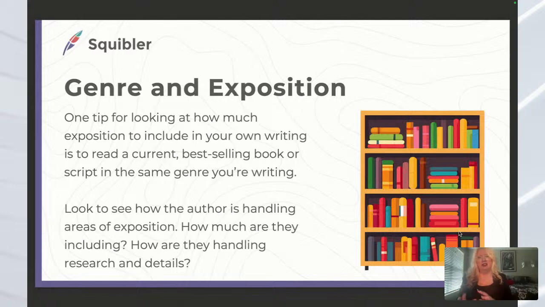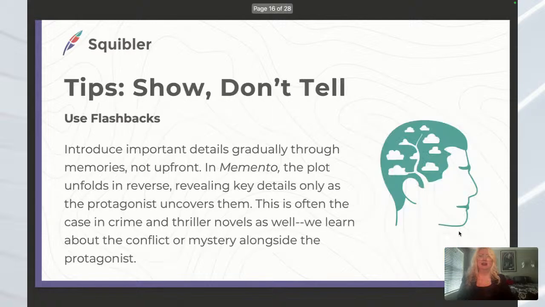You want to look to see how the writer is handling areas of exposition. How much are they including? How much background detail? How much are they handling research and details? And just as important, what are they choosing to exclude? So here are some tips for you. One is for showing and not telling.